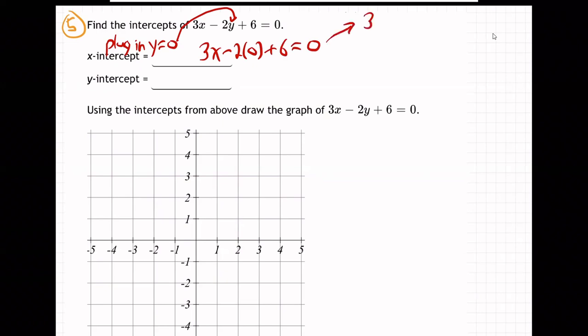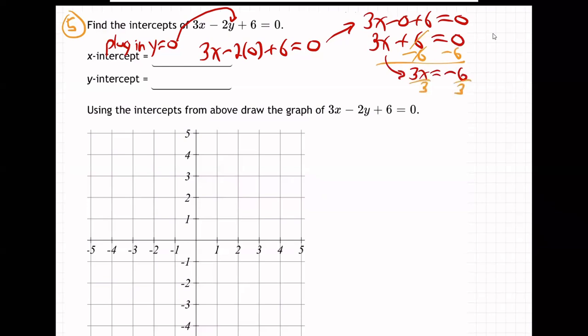Bring it over here. That's 3x minus 0 plus 6 equals 0. That means 3x plus 6 is 0, right? Because that 6 minus 0 is just 6. And then subtract 6 from both sides. We're trying to solve for x here. And so 3x, bring it down here. 3x is minus 6. Last step, divide by 3. And x is minus 2.